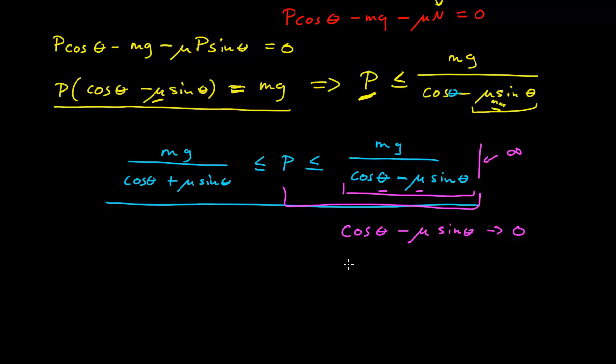So in fact, cosine theta must be greater than mu sine theta, or else this goes to infinity, and P can be anything it wants. So this sets our relationship. It says mu must be less than cotangent of theta. So the coefficient of friction must be less than cotangent of theta, or else no amount of pushing force will slide the book up. And so what does that mean physically?